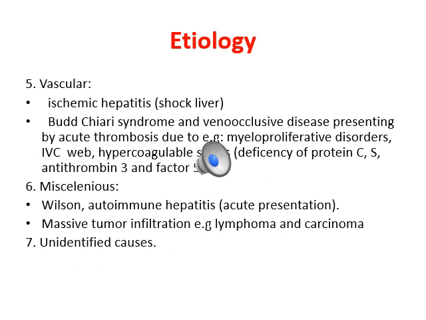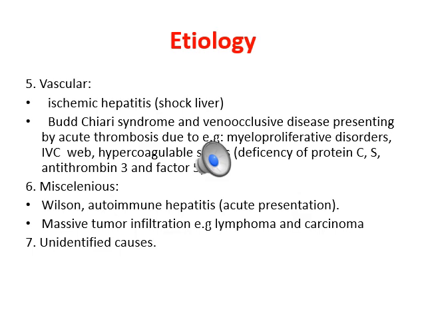Vascular causes include ischemic hepatitis, which is shock liver, which is one of the findings that can occur in patients submitted for open heart surgery after they were put on a heart-lung machine. Budd-Chiari syndrome and veno-occlusive diseases may present with acute thrombosis due to myeloproliferative disorders and other disorders, and its presentation is very variable. And one of the clinical presentations of Budd-Chiari syndrome and veno-occlusive disease is presentation by acute liver failure. Miscellaneous causes include Wilson disease, autoimmune hepatitis, massive tumor infiltration, for example lymphoma and carcinoma, and sometimes the etiology is unidentified.